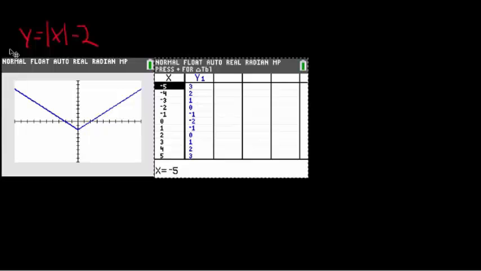All right, so let's take a look at the table that goes along with this and make sure this makes sense. So if you take a look at the table here, notice our vertex now is at 0, negative 2. Notice how when we go over 1, we go up 1. Over 1, up 1, that pattern holds true all the way through. When we go back 1, we also go up 1. We go back 1, we go up 1. So the pattern holds true.